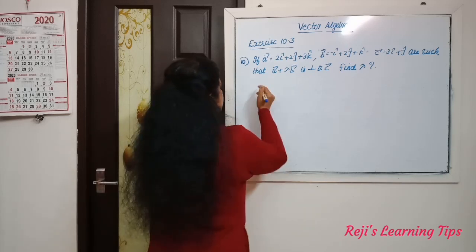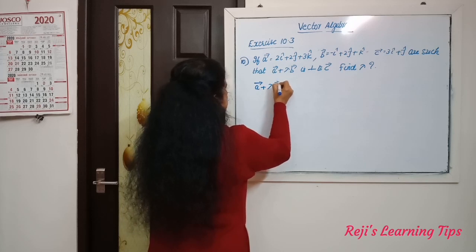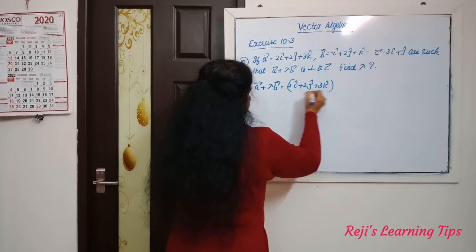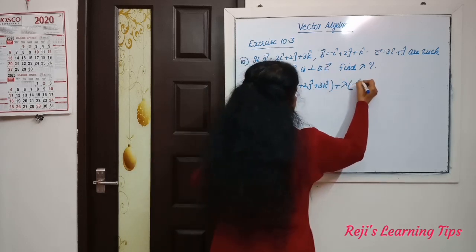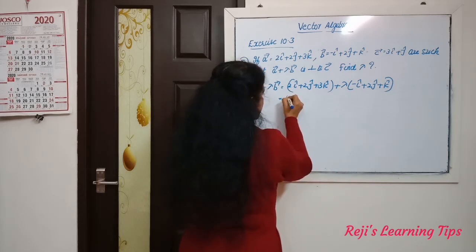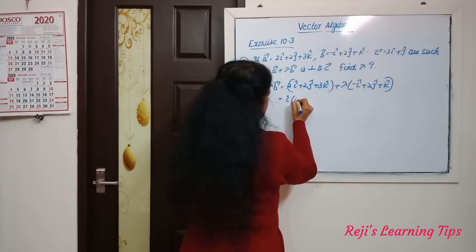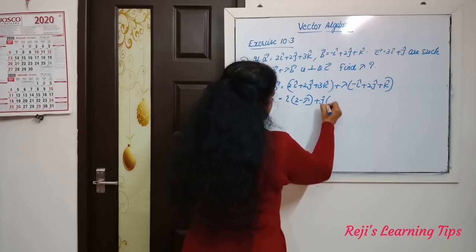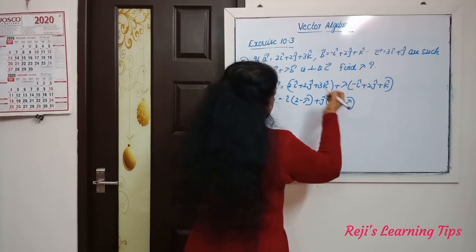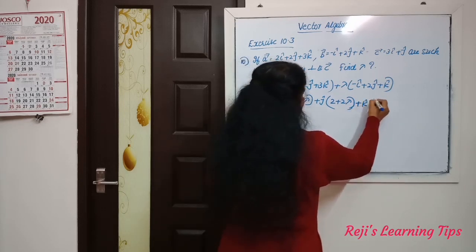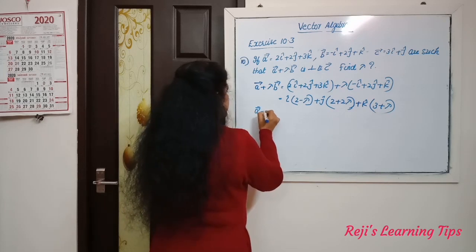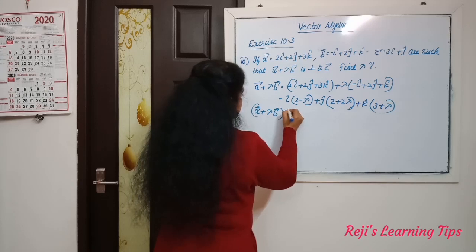Okay, first we should find the vector A plus lambda times vector B. Vector A means 2 i cap plus 2 j cap plus 3 k cap, plus lambda times vector B, which is minus i cap plus 2 j cap plus k cap. That is equal to, taking i cap outside, 2 minus lambda, plus j outside, 2 plus 2 lambda (lambda into 2 means 2 lambda), plus k into 3 plus lambda.